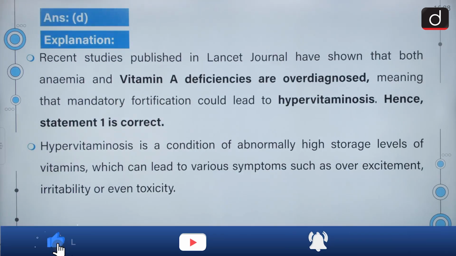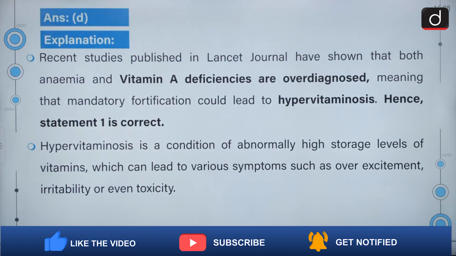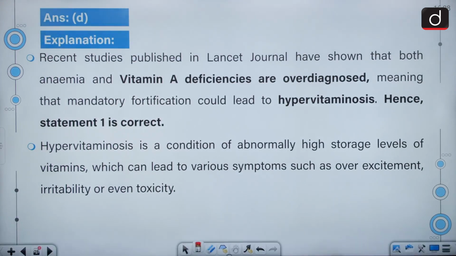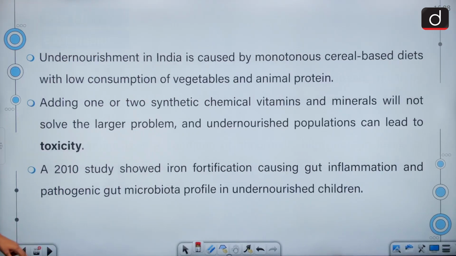Recent studies published in the Lancet journal have shown that both anemia and vitamin A deficiencies are overdiagnosed, meaning that mandatory fortification could lead to hypervitaminosis. Hypervitaminosis is a condition of abnormally high storage level of vitamins, which can lead to various symptoms such as overexcitement, irritability, or even toxicity.